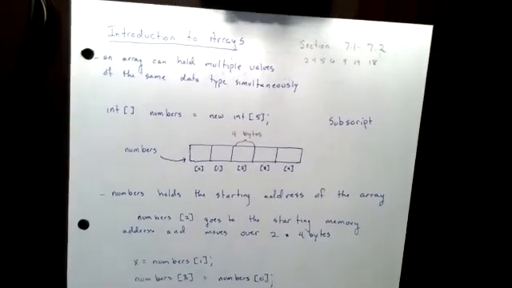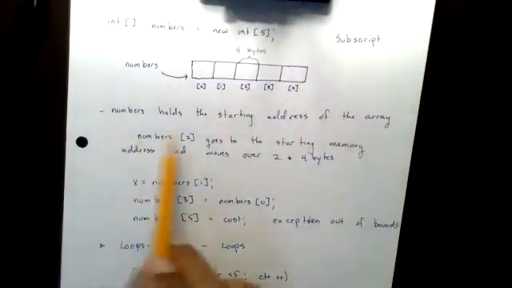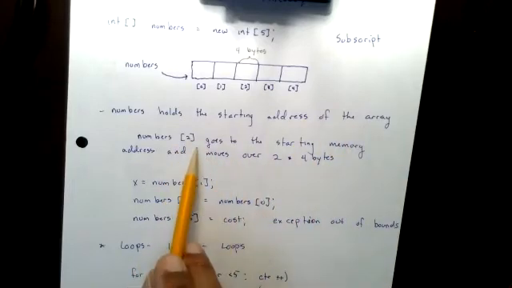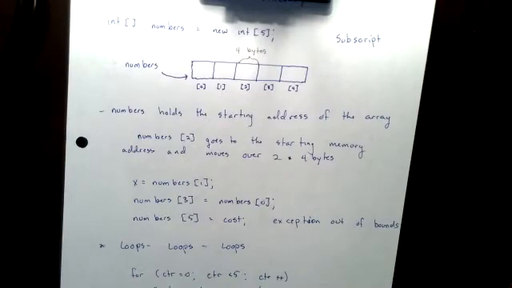Numbers holds the starting memory. That's what I mentioned a couple of times. It holds the starting memory of the address. It moves over when I want numbers sub 2, 2 times 4 bytes. Moves over to there.